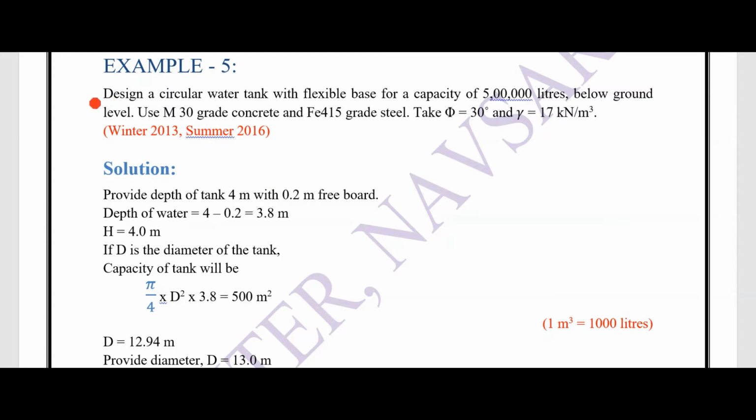Okay, so you can see this example: design a circular water tank with a flexible base, capacity 5 lakh liters, below ground level. Use M30 grade of concrete and Fe415 grade of steel. This example was asked in winter and summer 2016.